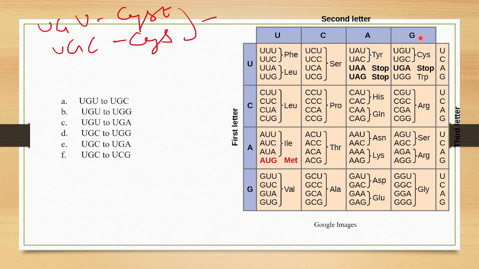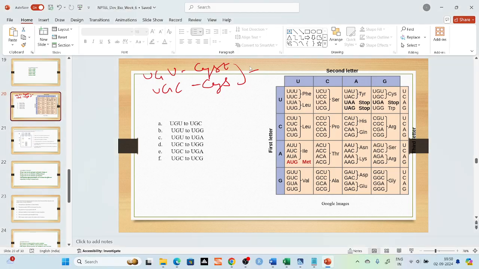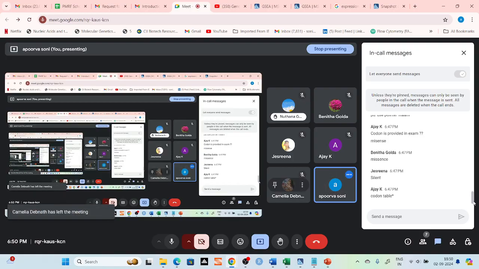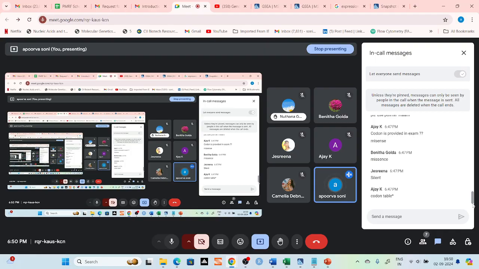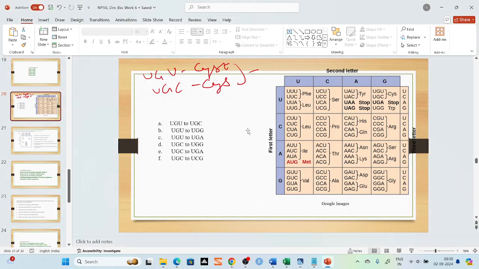So this is how you read the codon table. Okay. Now the students have told me which mutation this is. It is a silent mutation. Many students have said that it is a missense mutation. So now you see, this is UGU.